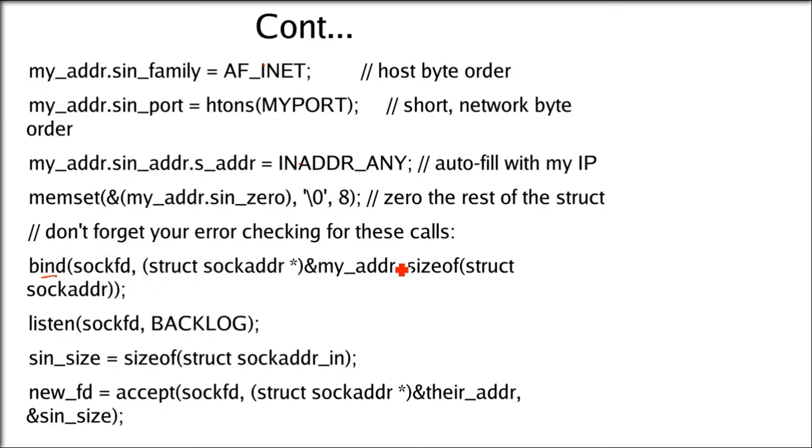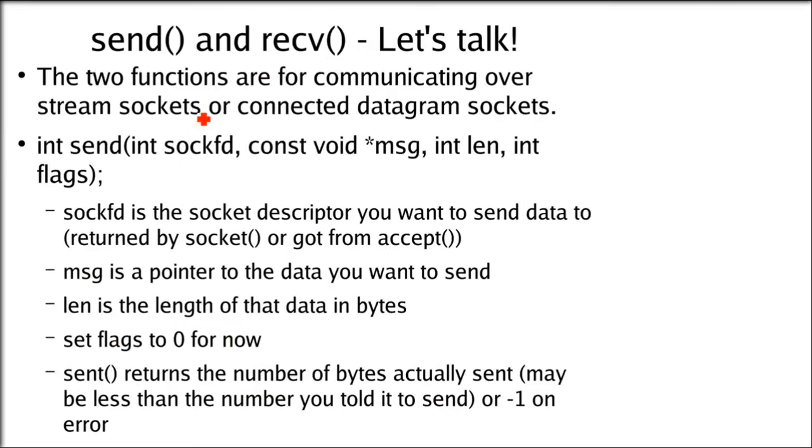Now binding. First we have my ADDR and then the size of this ADDR. Now listen: you have given sockfd and backlog. You remember what you gave as the size here. Now when you call accept, as I said, new FD will be accepting. So sockfd and then their address you have to give, and the size, of course. Remember, this is their ADDR. Now the connection has been established and all things are going on.